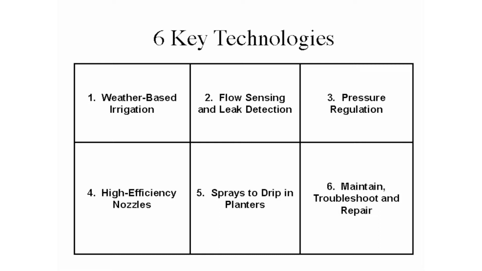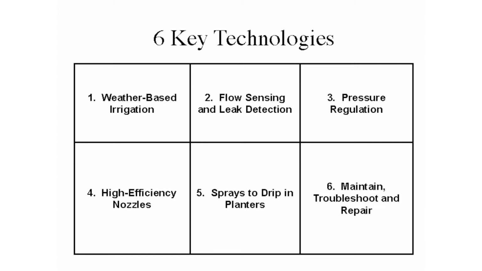Now I'm going to be talking about 6 key strategies or technologies that we can use in saving water in our landscape. The first area that we're going to talk about is the controller and going to a smart weather-based irrigation controller. The next area we're going to talk about is this idea of flow sensing or leak detection. That's really critical. It uses a lot of water if you have a break in your line.